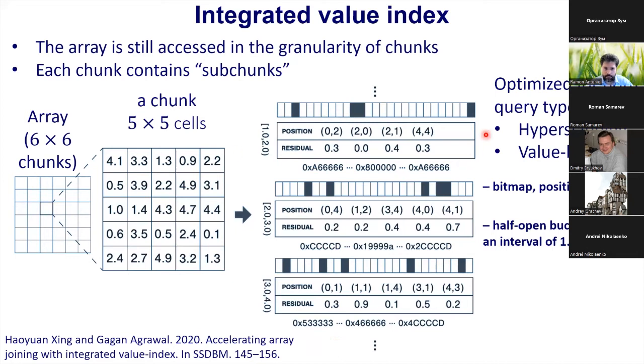For each bucket, a bitmap indicates the position of cells inside the chunk. And we have a segment of residuals that keep the trailing bits of the values. The index is optimized for both hyperslabbing and value-based queries. So a query examines only chunks intersecting the query region, right? And reads the whole chunk or just buckets in the queried value range.